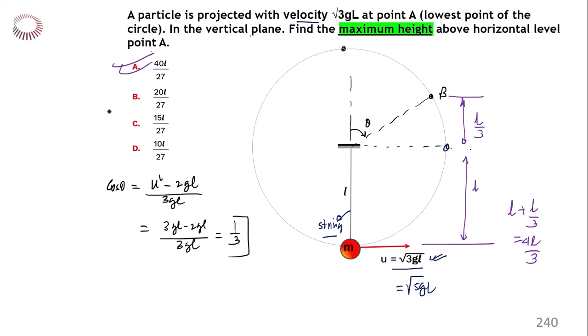Maximum height above the horizontal level about point A. The options are not written clearly, not proper. 4L by 3 will be your answer, not 40L by 27. It is 4L by 3. The answer is 4L by 3. So this is the height above the horizontal from point A, the point from where the particle was projected.